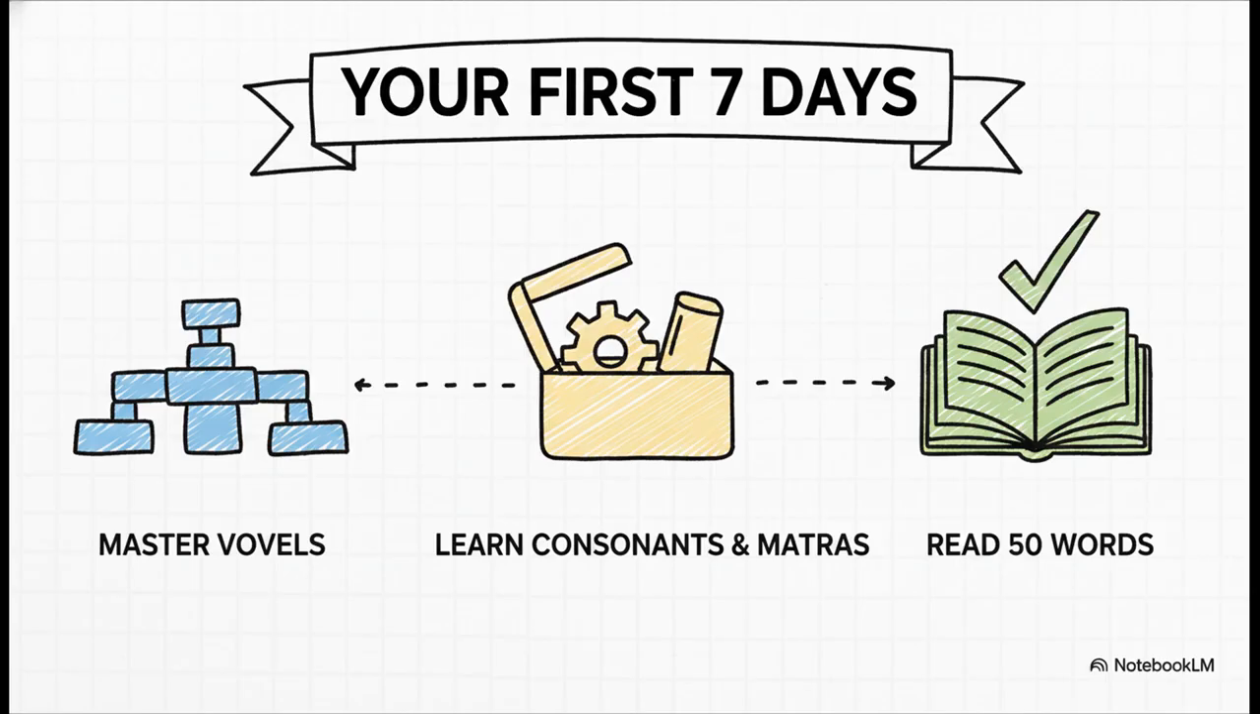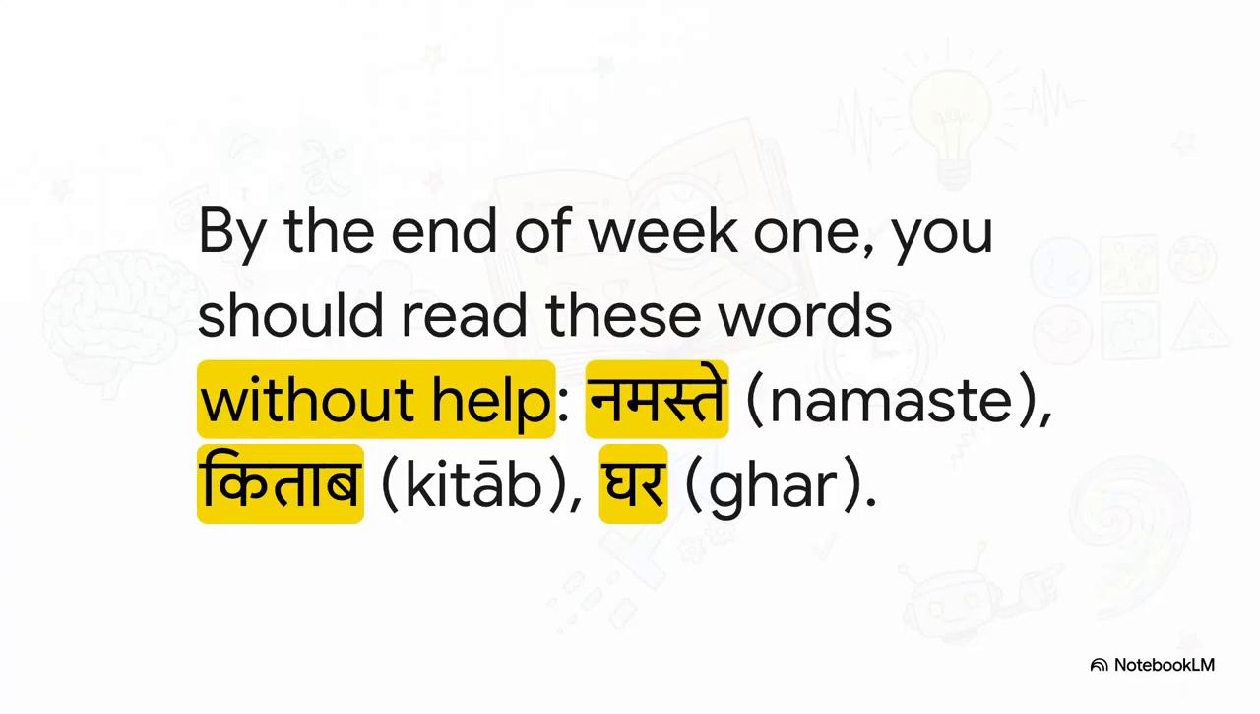So here's your mission for the next 7 days. Master the 11 vowels, learn that first set of 15 consonants and their matras, and successfully read 50 simple words. It is totally doable, and it will give you the confidence you need to see this all the way through. And here's your first real milestone. By the end of this first week, your goal is to be able to look at these common words, namaste, kitab, car, and just read them cold, without needing the English transliteration as a crutch. This will be your first piece of solid proof that this system is really working for you.